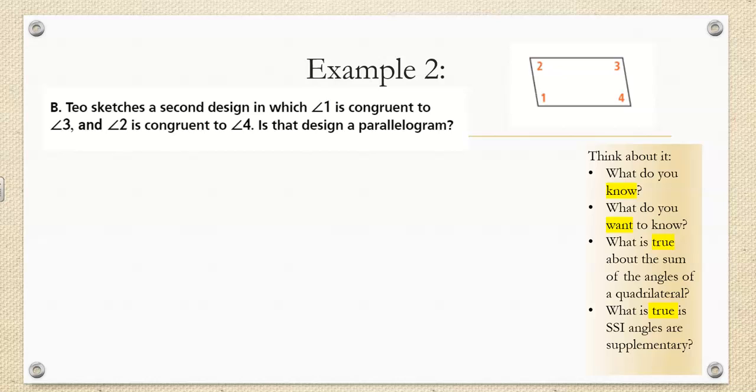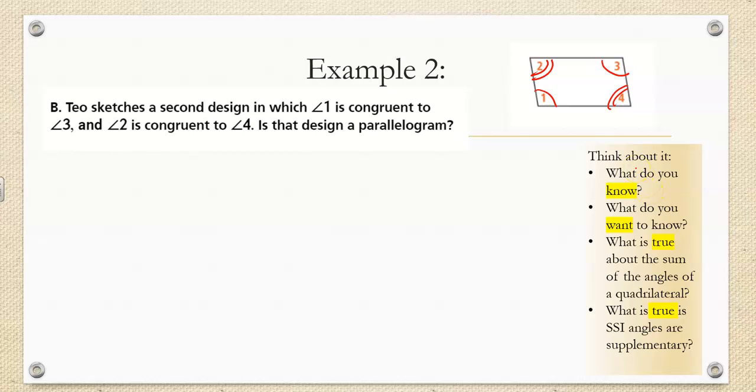This time we're saying angle 1 is congruent to angle 3, and I will always just write on my diagram. If you don't have your notes handy or printed out, you could redraw it, but you always want to make notes on your diagrams because it makes it so much easier to interpret what's going on. It also says 2 is congruent to 4. Now, is that a parallelogram? Well, I wrote on my diagram everything I know.